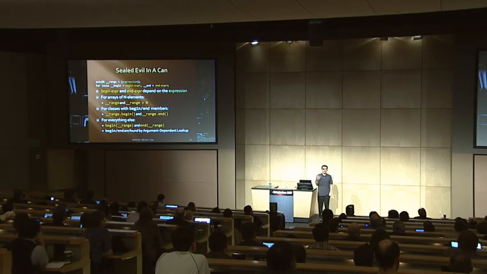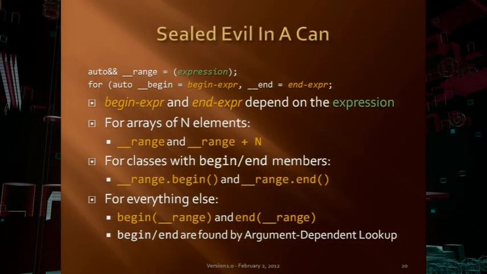As for how we get begin and end from the range, the standard actually goes through a few cases. If you've got an array of n elements, the range-based for loop automatically knows how to handle that. The beginning of an array is just a pointer to the first element. The end of the array is the array plus its size. Then if it's not an array, the standard says, oh, if you've got a class with a begin and end member, then call .begin and .end. This case handles all standard containers and boost containers that have member begin and end.